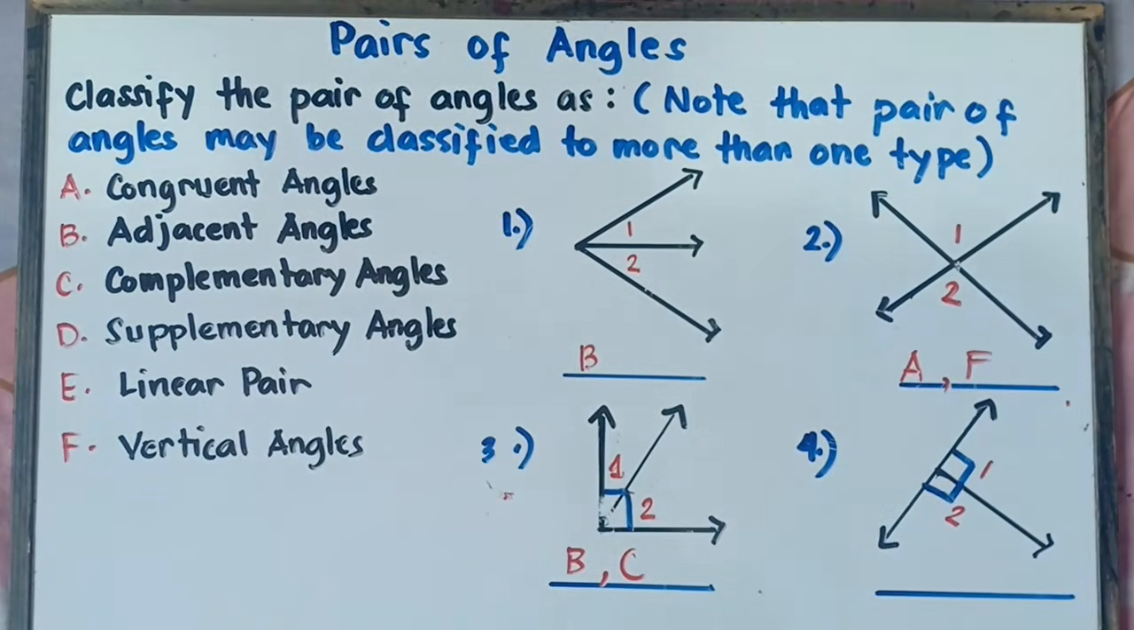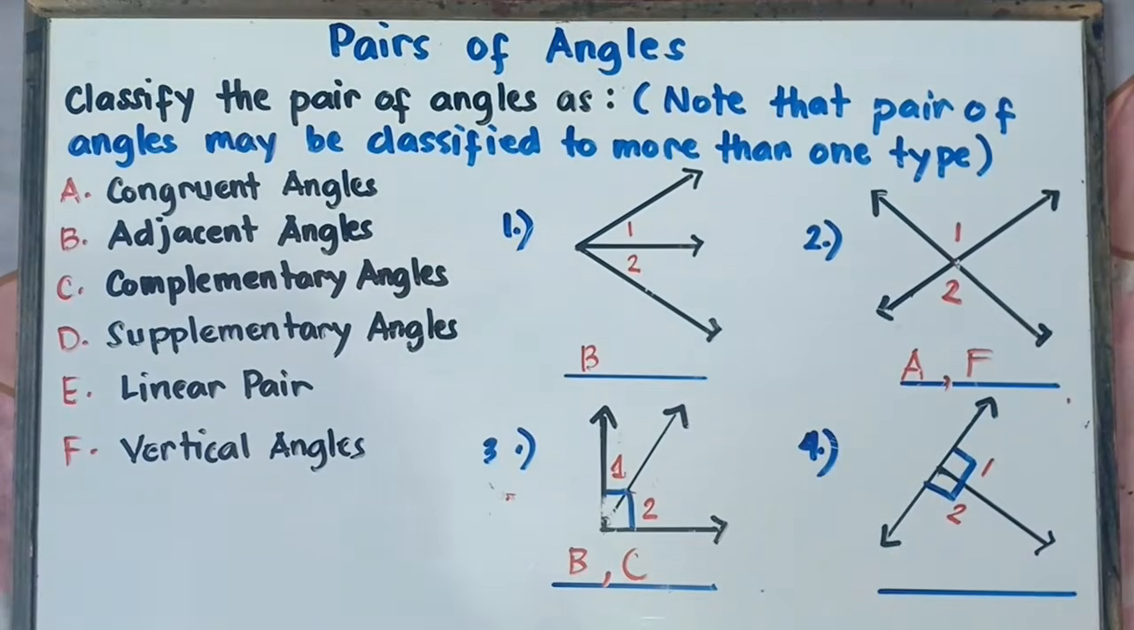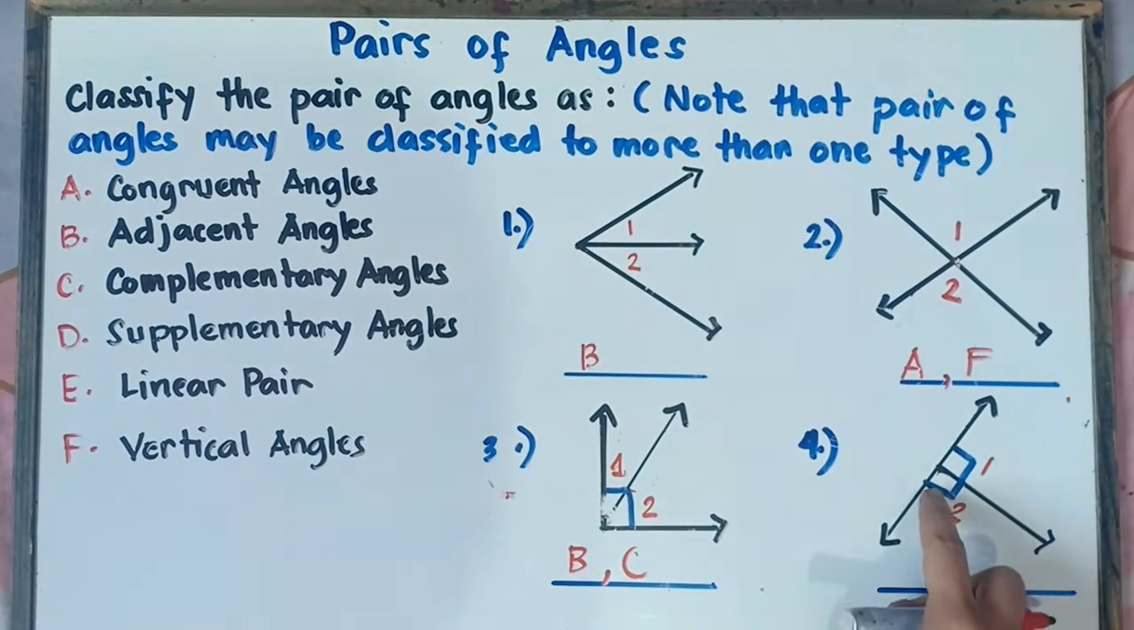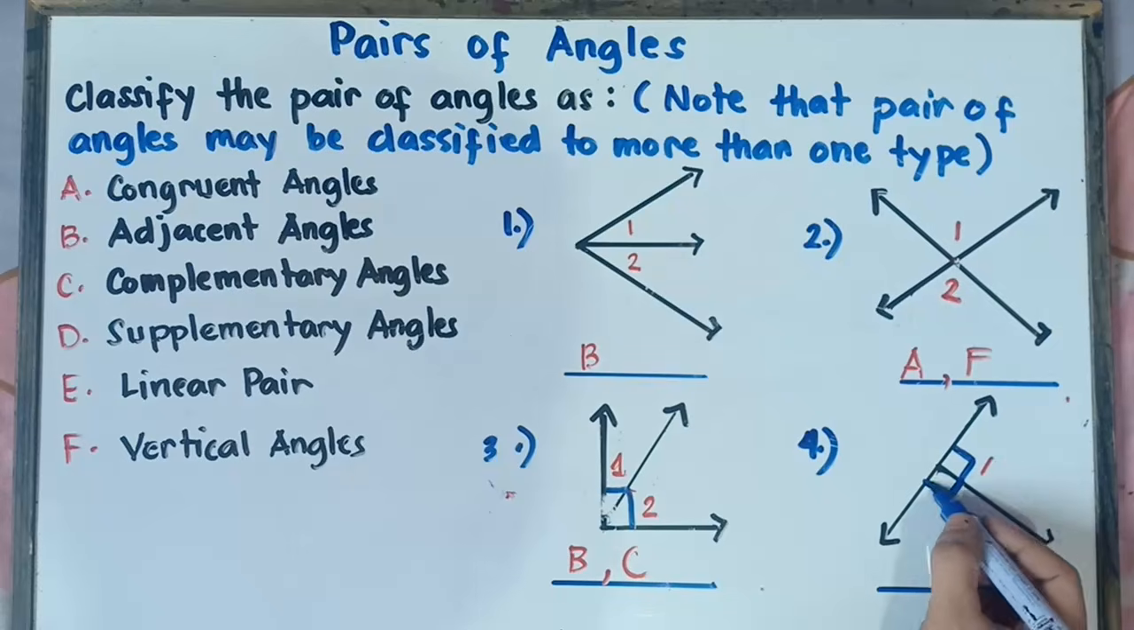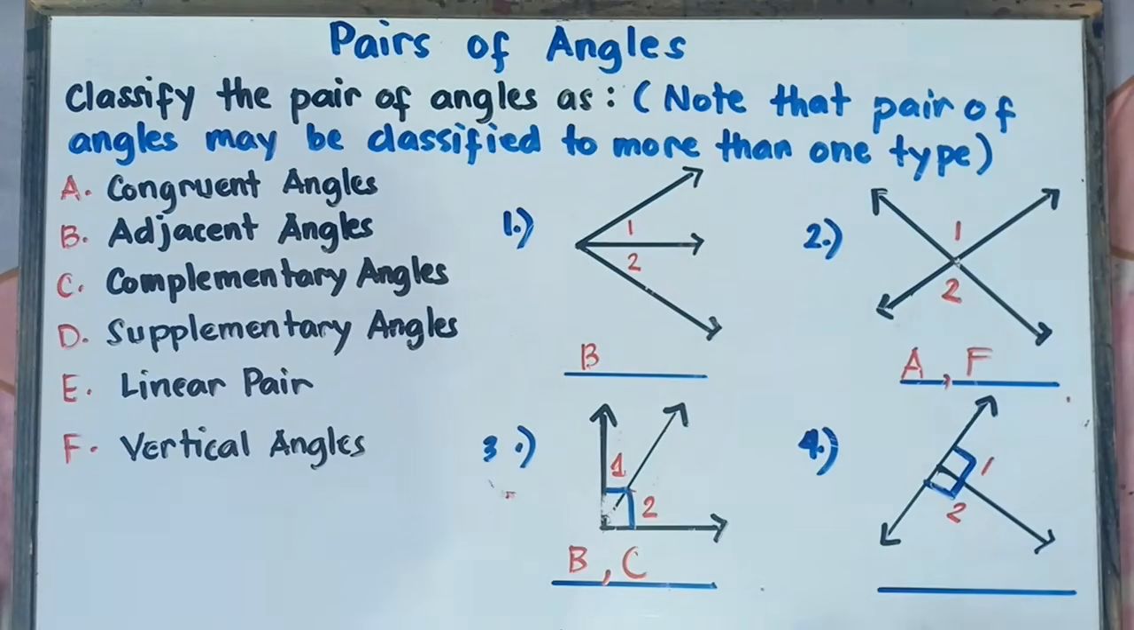Alright, so example number 4. Let's do it step by step. Can we call this one congruent angles, angle 1 and angle 2? Yup, you can call this one congruent angles. Automatic. You have this given marking. This is 90 degrees. This is also 90 degrees. Therefore, 90 and 90, that would be congruent angles. That would be A, congruent angles.